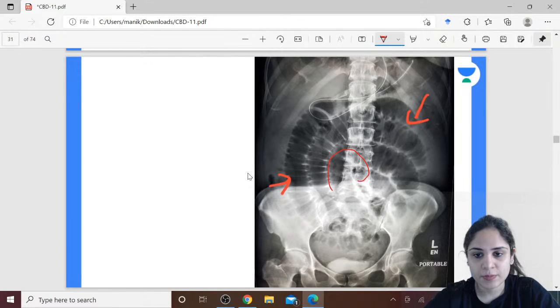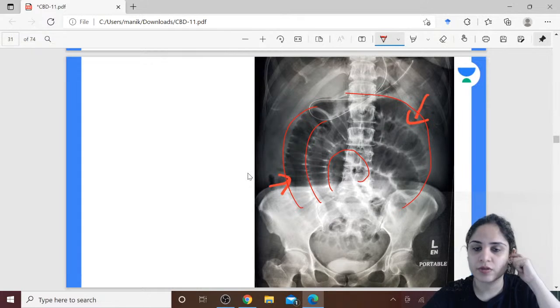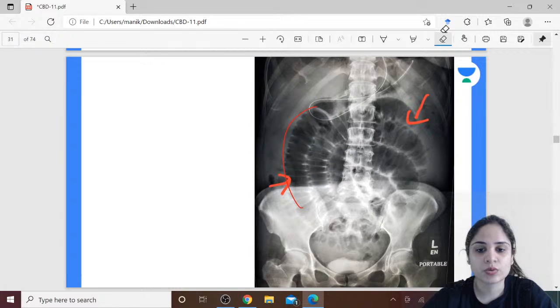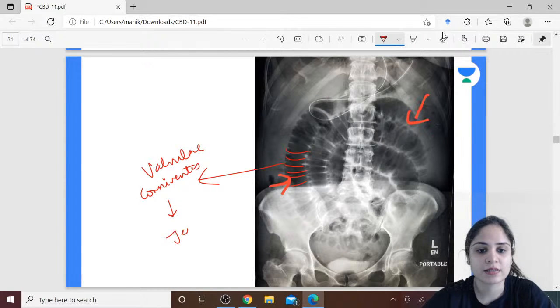Remember, whenever you have centrally located dilated bowel loops, you will always have small bowel, and whenever you have peripherally located bowel loops, it will always be the large bowel. Okay, so here there are 2 things which are very, very characteristic. One is it is centrally located. Second is you can see the presence of valvulae conniventes. And these valvulae conniventes are seen in the jejunum.